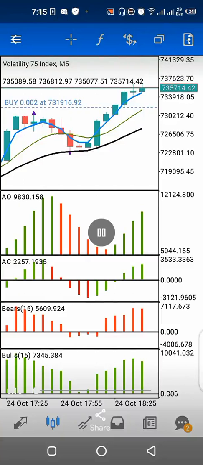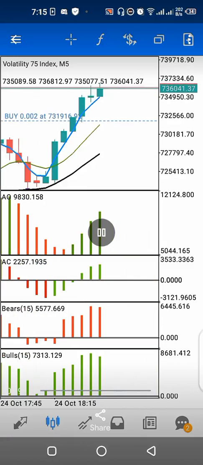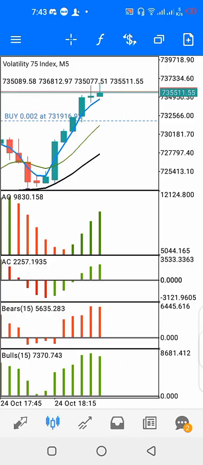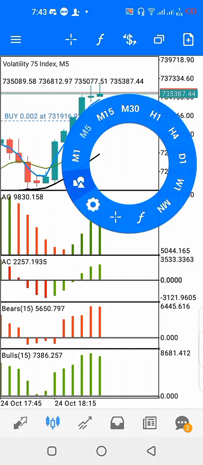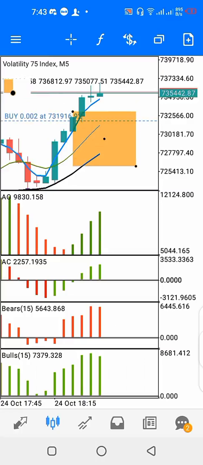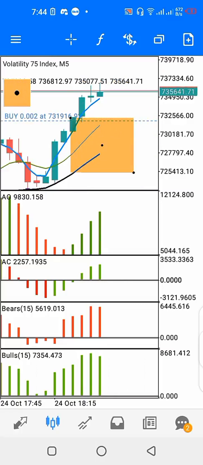Today we'll be looking at a strategy you can use to trade volatility 75 index on the 5 minutes time frame. Okay, volatility 75 index on the 5 minutes time frame. This very strategy you can use for 5 minutes time frame, 1 minute time frame. You can even use it for 15 minutes time frame, lower time frame.